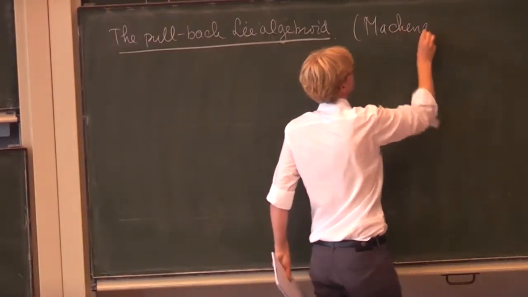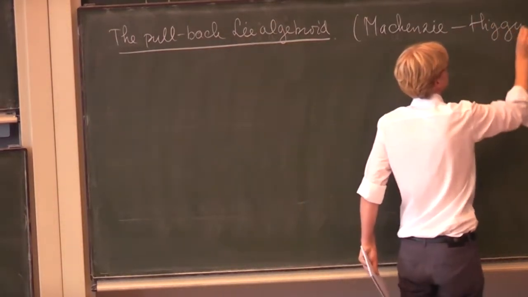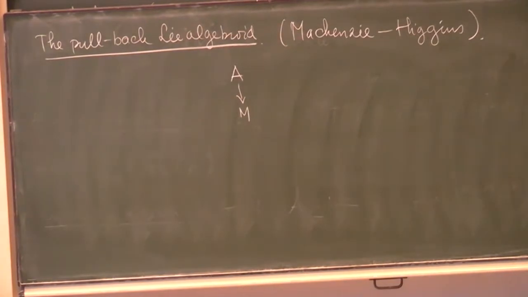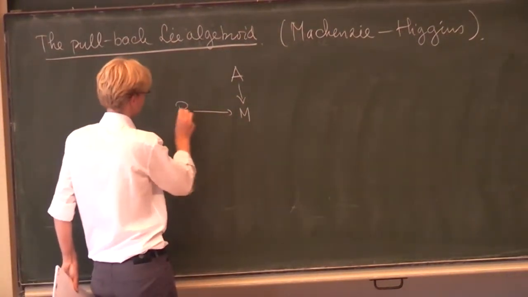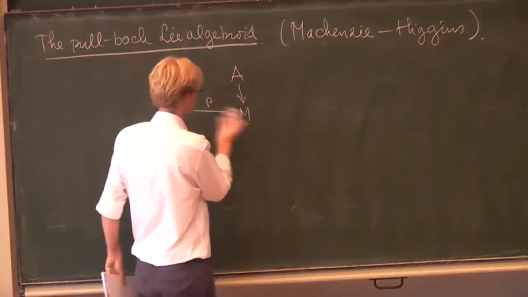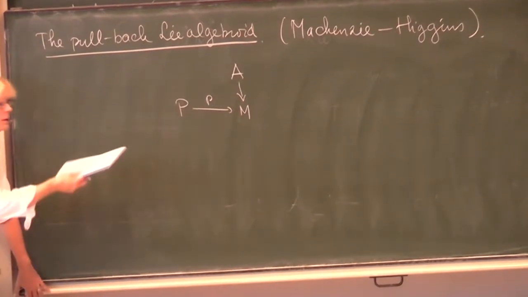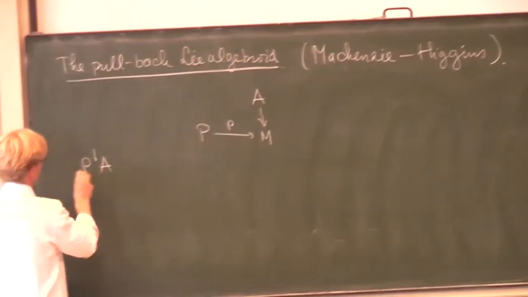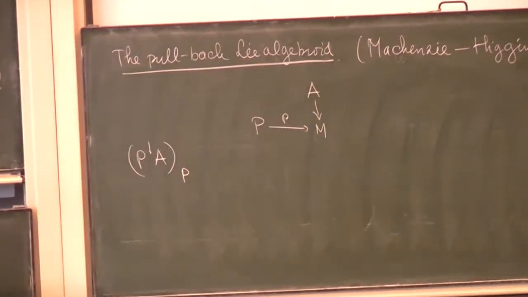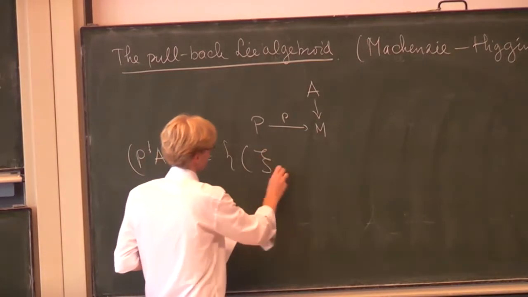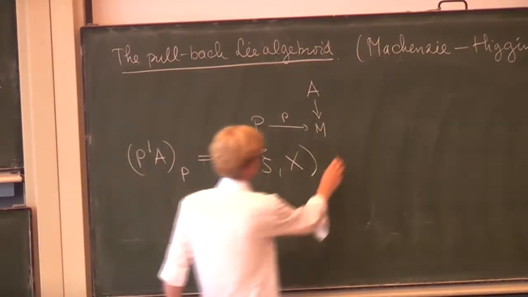This is a construction that's due to Mackenzie and Higgins. So if I have a Lie algebroid over a base space M, and I have a submersion from P to M, then one would like to have some kind of pullback construction in the category of Lie algebroids. The ordinary pullback of A as a vector bundle is not going to help you. So the thing you do is the following. You define pi shriek of A as follows. I'm going to describe to you the vector space at a point P. This is given by pairs of xi, x that live in A.